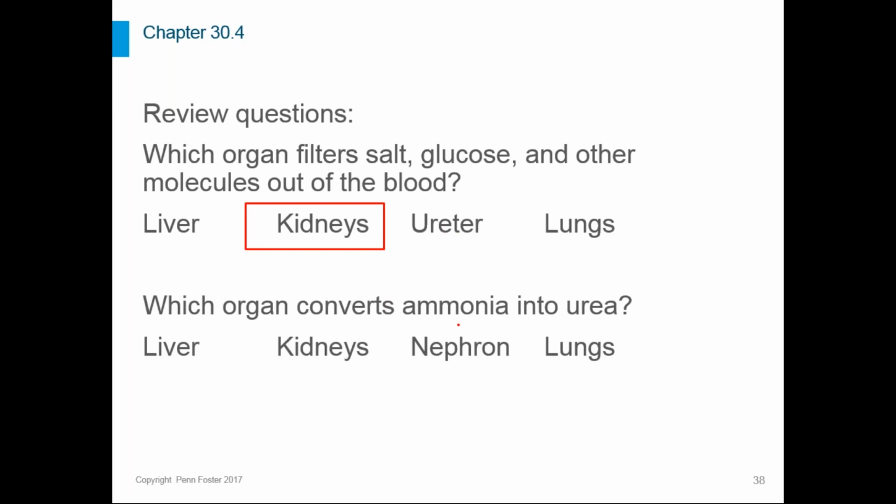So which organ here converts ammonia into urea? Liver, kidneys, nephron, or lungs? Okay. The answer there is going to be the liver. So we just found out what the kidneys do. Nephron is part of the kidneys. Remember, that's the part where the filtration happens.